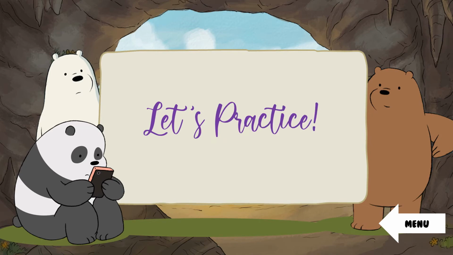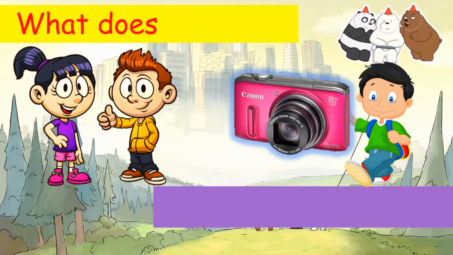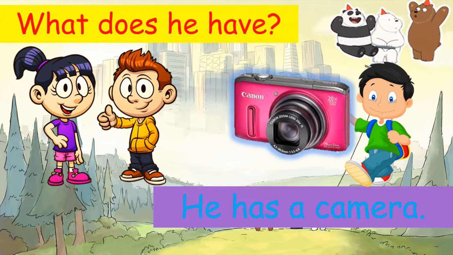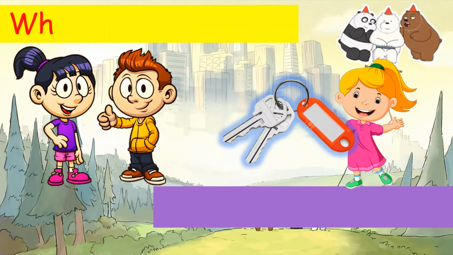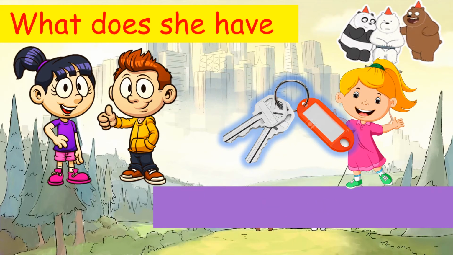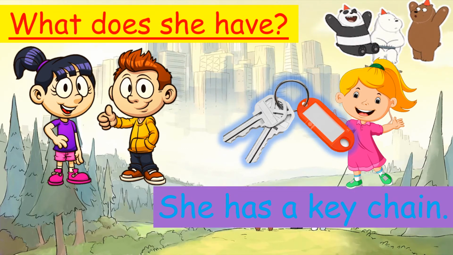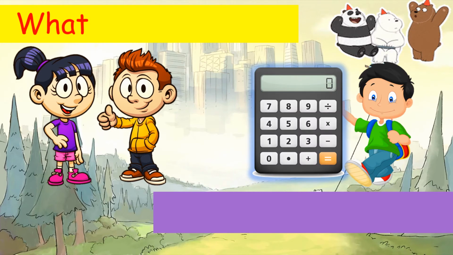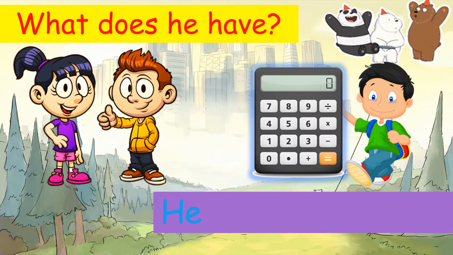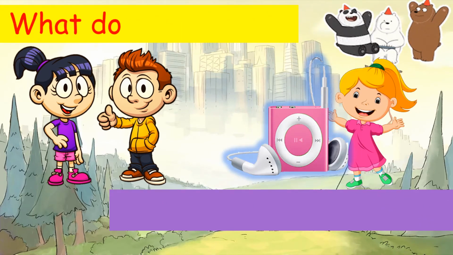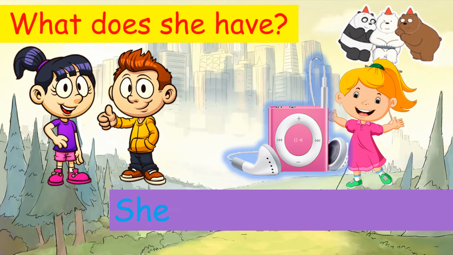Let's practice. What does he have? He has a camera. What does she have? She has a keychain. What does he have? He has a calculator. What does she have? She has a music player.